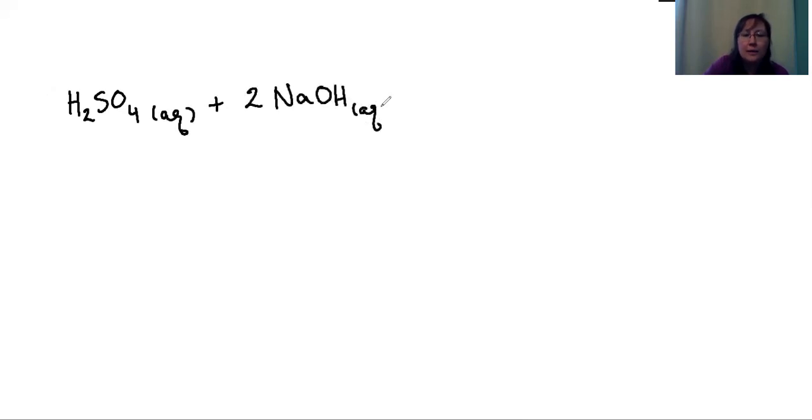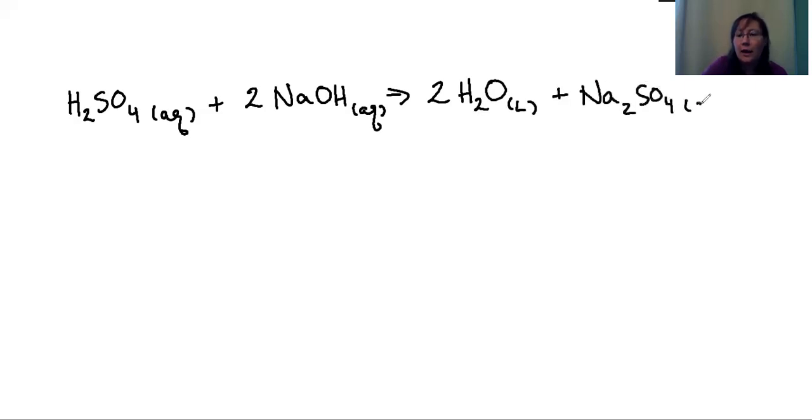Okay, so let's take a look at that sulfuric acid sodium hydroxide problem from before. And we had H2SO4 aqueous plus 2 NaOH aqueous, yielding 2 water liquid plus Na2SO4 aqueous. And it's all balanced. We have 1, 2, 2, 1, if we want to put them in like that.